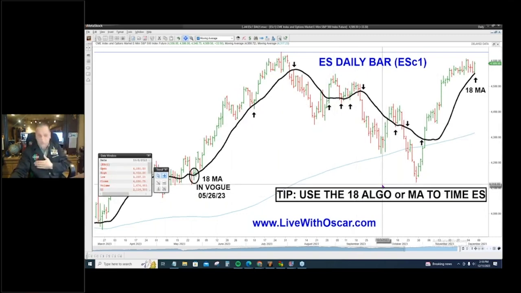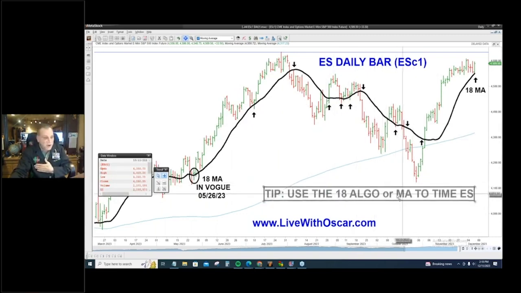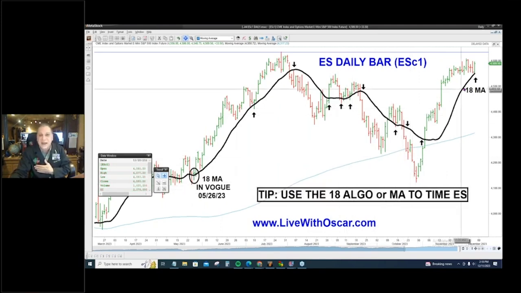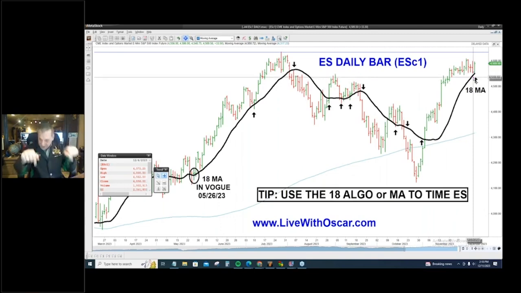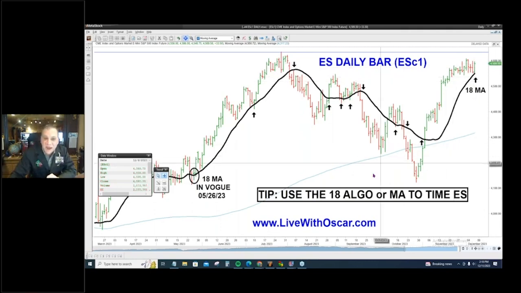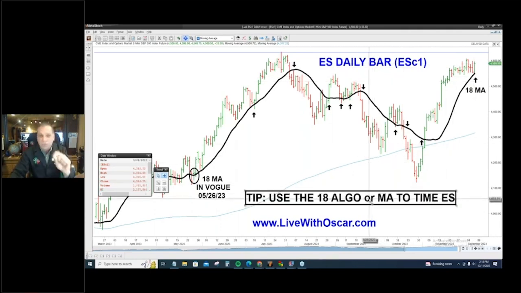Wonderful. So will we. If you want to time your E-mini S&P, write this down. Just use the 18-bar simple moving average. It works like a charm right now in the S&P. Now, this will morph into a different algo and a different average as the markets move. But this moment, this day, this week, use that 18-bar simple moving average, SMA. That will help you time E-mini S&P. Now, will it get past the double top? Yes, because the Dow did.